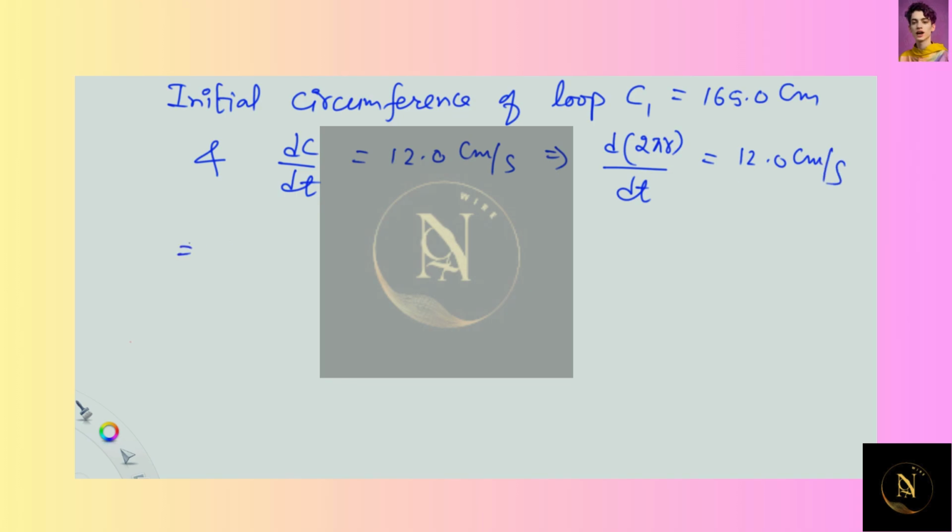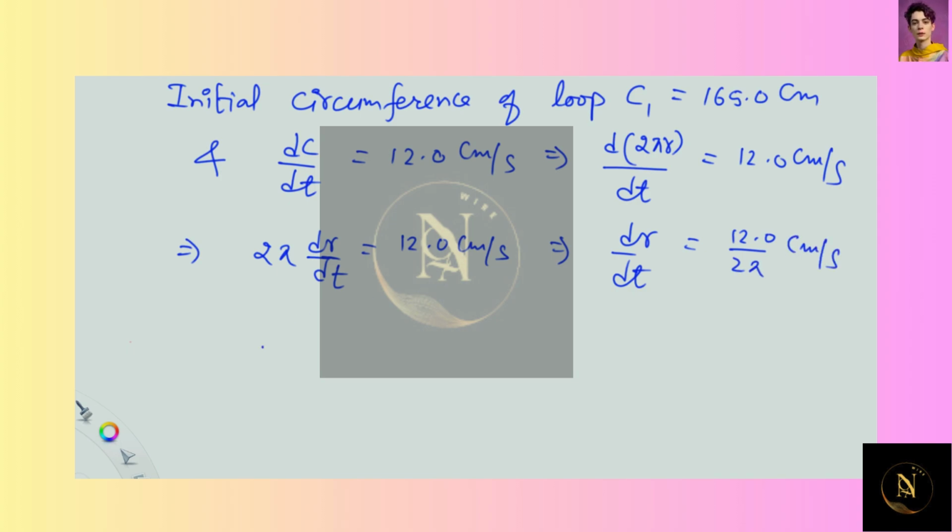Taking this 2 pi as a constant out, we get dr by dt, the time rate of reduction of radius of this loop, is equal to 12.0 centimeter per second. Finally, this dr by dt is 12.0 divided by 2 pi centimeter per second.